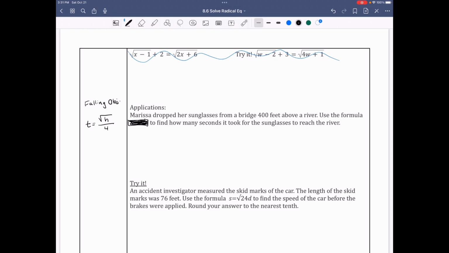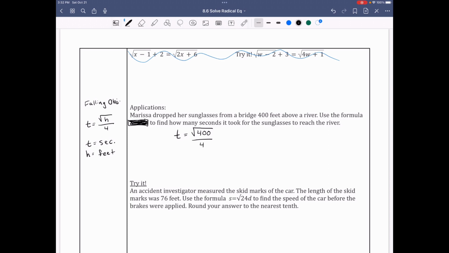Okay, so t is in seconds, and h is the height in feet. Okay, Marisa dropped her sunglasses from a bridge 400 feet above a river. Use the formula to find how many seconds it took for the sunglasses to reach the river. So we would use t equals, that's a pretty high bridge, the square root of 400, because that's the height, over 4. And then we would just solve that.